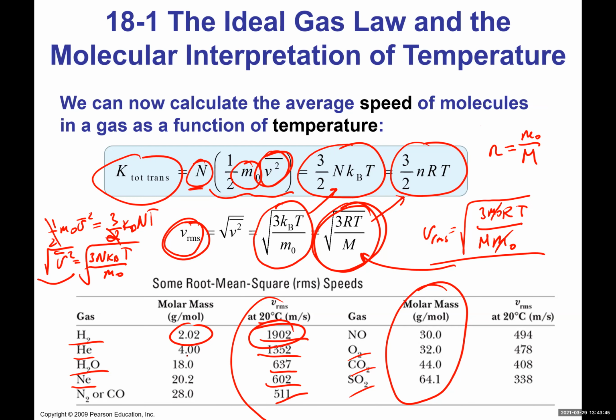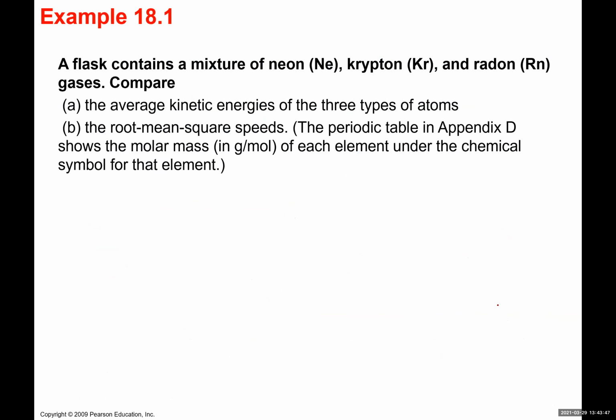All right. So let's look at some examples where we can see how we can calculate those RMS values. Here we have a flask that contains a mixture of neon, krypton, and radon gases. We want to compare the average kinetic energies of the 3 types of atoms. So you have 3 types of atoms in a mixture. We want to see what the difference is between their kinetic energy. We're assuming that they have the same temperature. And then the root mean square speeds.